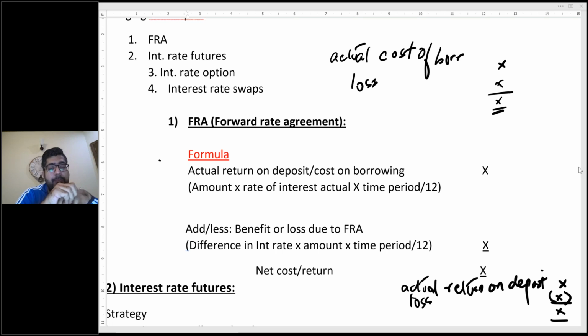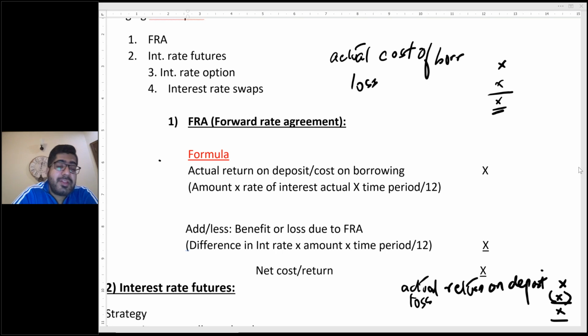See, in FRA, you either will get a deposit case or a borrowing case. So you firstly record actual cost of borrowing or actual return on deposit. If it's a deposit case, you write actual return on deposit. If it's a borrowing case, you write actual cost of borrowing, because if it's a deposit case, you get return on deposit. If it's a borrowing case, you get a cost on borrowing. Then add less benefit or loss due to FRA.